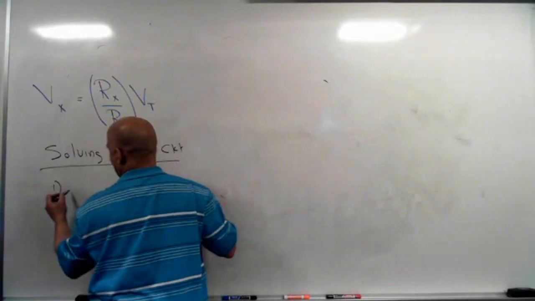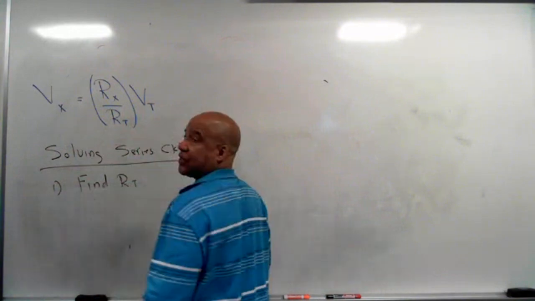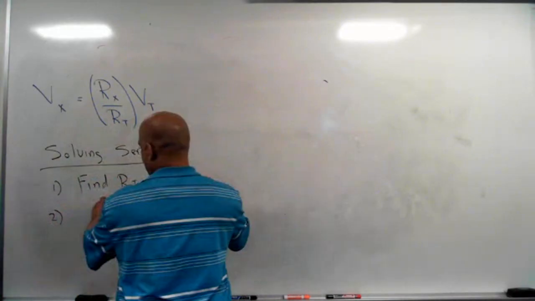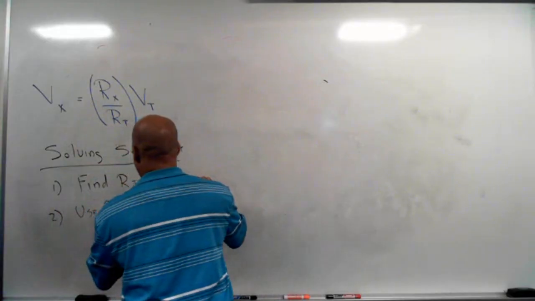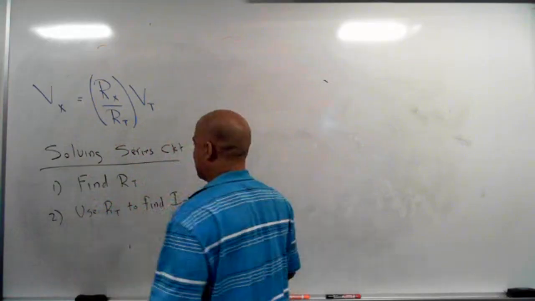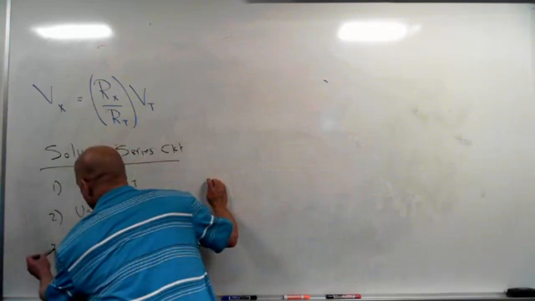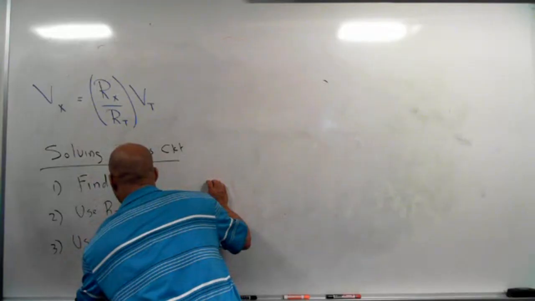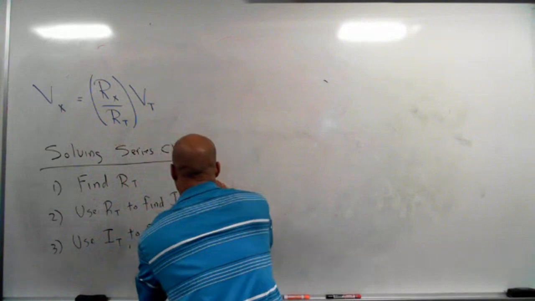If you know all the values in the series circuit, to solve it, the first thing you'll do is find RT. You'll find the total resistance. The second thing you'll do, you'll use RT to find IT. So you find RT, use that to find IT, and the third thing you'll do, you'll use IT to find voltage drops.